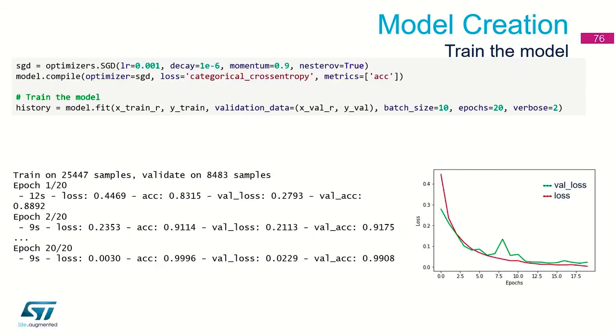Okay, the training process. So having the learning data set and having the neural network structure, we can start the training process. And again, this is only one line using Keras and Python. Before, we need to select the optimizer and compile the model. As a result, we are getting the loss function.